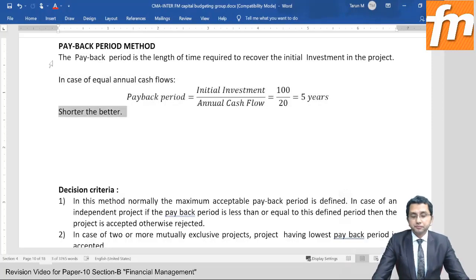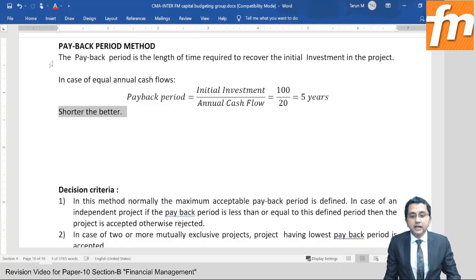And for payback period, I can say shorter the better. If I have payback period of 2 mutually exclusive proposals, proposal A has a payback period of 5 years, while proposal B has a payback period of only 3 years. And obviously these are mutually exclusive proposals, so I have to choose one of these two. I'll choose B proposal because it has got a lower payback period, that is 3 years.